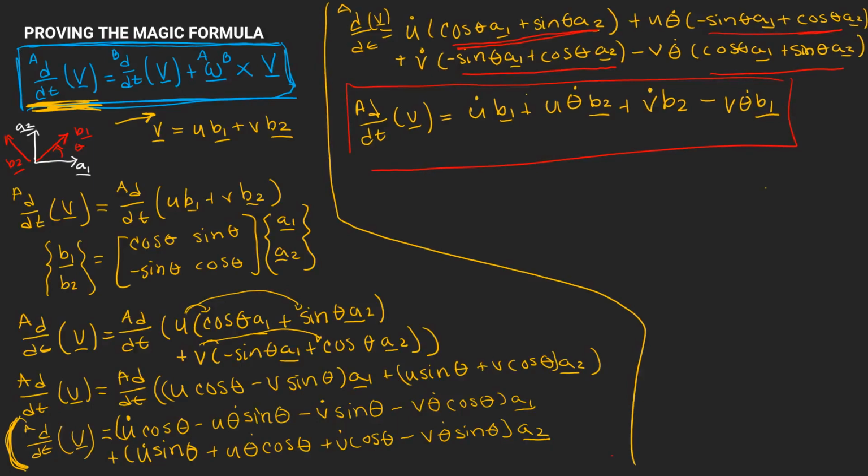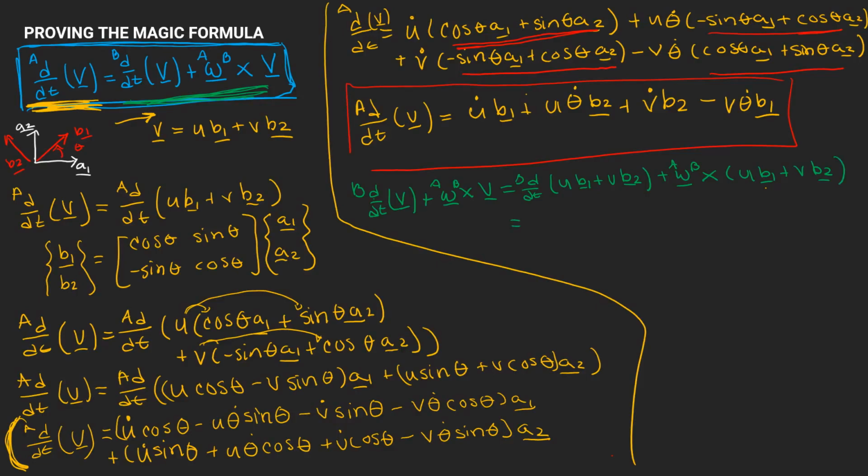So now let's look at the left side of our magic formula equation. Okay, so we have the time derivative of our vector v in frame B plus the cross product of the angular velocity of frame B and frame A with that vector v. So we write this out. We have d/dt in frame B of u b1 plus v b2, plus our angular velocity cross product with u b1 plus v b2.